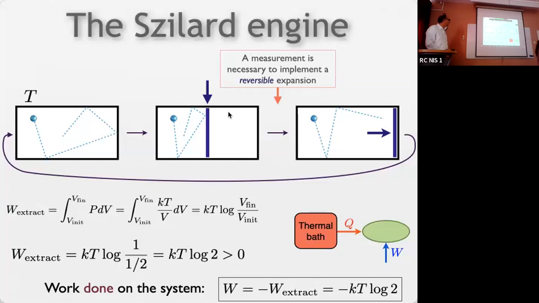Well, the convention in the sign is that work is positive when energy flows to the system. But extracted work, when we say extracted work, is minus this, because when we extract work, we extract work from the system. So this is the equation.